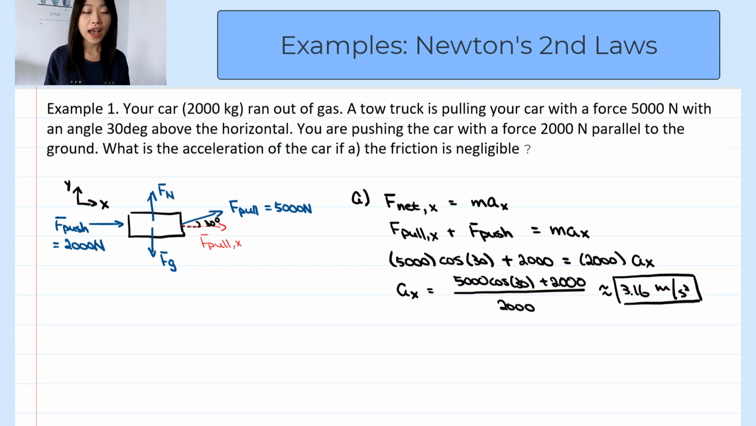And since there's no acceleration in y, because there's no movement in the y direction, the car will still stay on the ground. It will not move up and down. So the acceleration is 3.16 times i hat plus 0 times j hat meters per second squared.